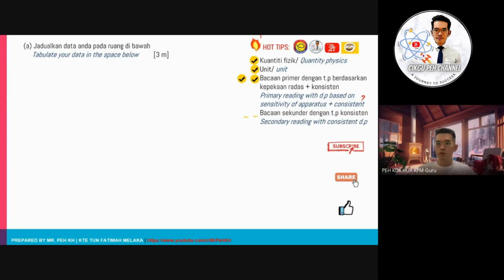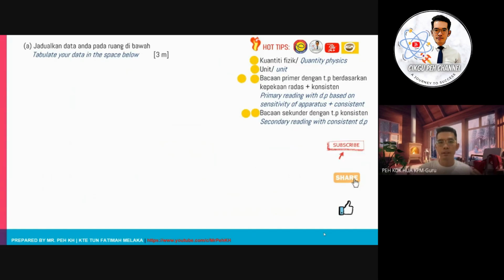Okay, then the next will be the secondary reading with consistent decimal places. Secondary reading will be the reading calculated from your primary reading. For example, we want to get resistance. So resistance we get from the formula V over I. Okay, so the reading you get from the calculation of the resistance we know as a secondary reading.